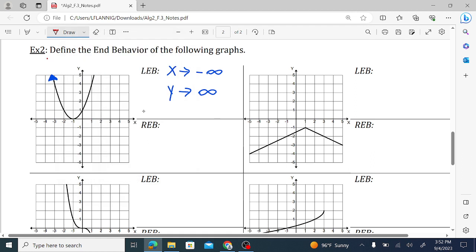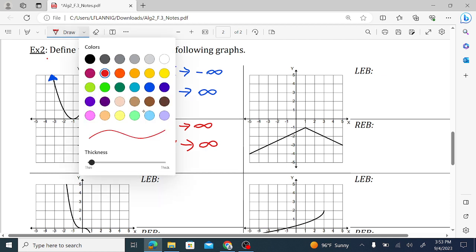Let's think about the right end behavior. As we move to the right, we will say x is approaching infinity, because right is infinity in the x term, while y is approaching, are we going up or are we going down? We have to think about that. This one is also going up, so up is a positive infinity. Pause if you need to write that down, think about it a little bit, rewind the video if you need to do some more, and then we can move on to the next one.